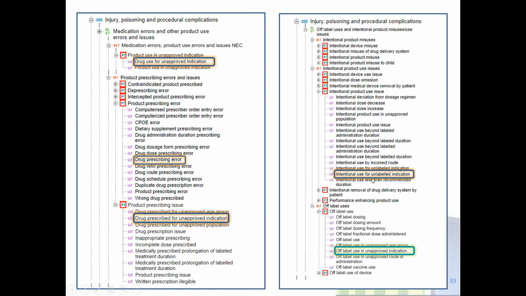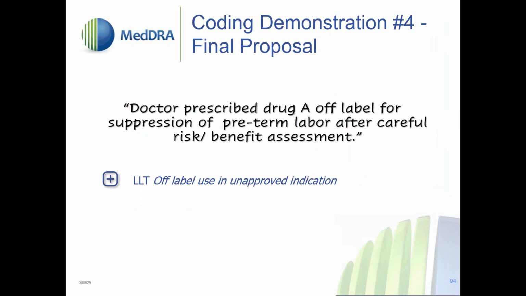Intentional use for unlabeled indication would be an option if you don't know whether it was really an off-label prescription. Then you could consider the intentional use for unlabeled indication. But here it was explicitly reported that the drug was prescribed off-label, and that's why off-label use in unapproved indication is the best and most specific code assignment here. Here we are, LLT off-label use in unapproved indication under PT off-label use.